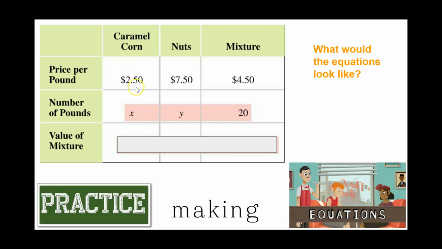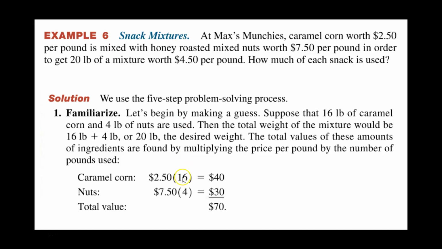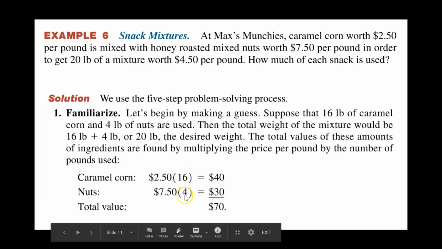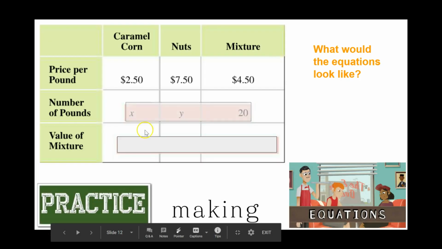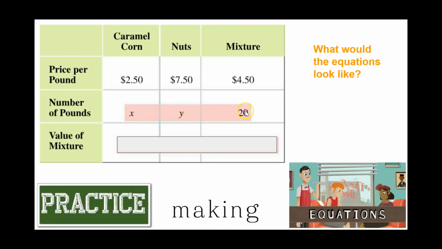So for this equation here, this is where we take these two and multiply them together. So $2.50 times X gives us 2.5X. Then we have $7.50 times Y. Remember, each one of these represents the pounds. So going back to what we talked about before, 16 pounds, that was the X I made up, and this is the 4 pounds for the Y. If you add them both up, we get 20.